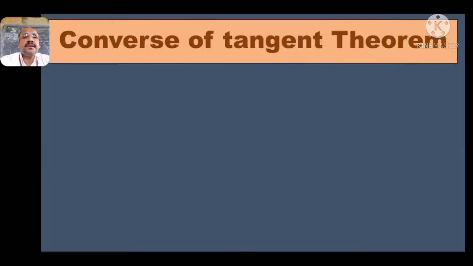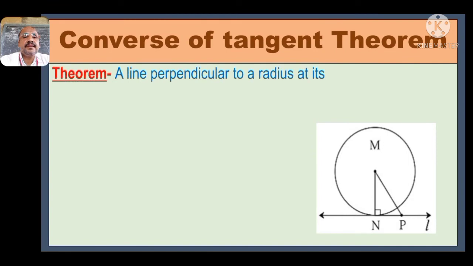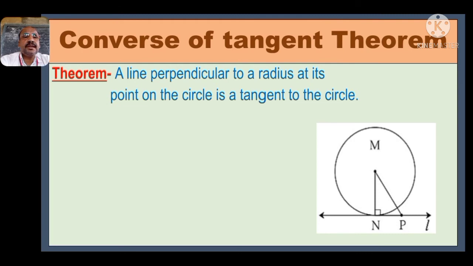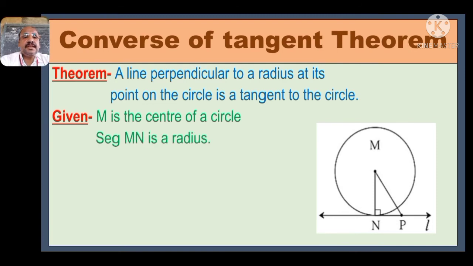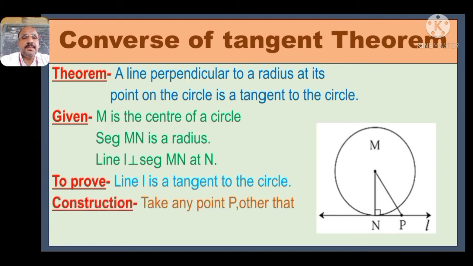Now the converse of the tangent theorem. Here we have given the figure and the statement: a line perpendicular to a radius at its point on the circle is a tangent to the circle. Here given: M is the center of a circle, segment MN is a radius, line L is perpendicular to segment MN at point N. To prove: line L is a tangent to the circle. Construction: take any point P other than N on line L, draw segment MP.